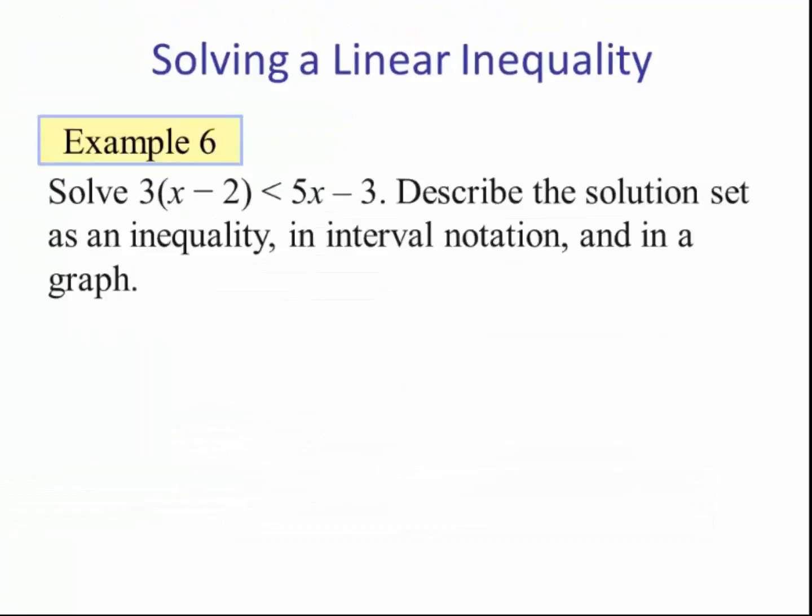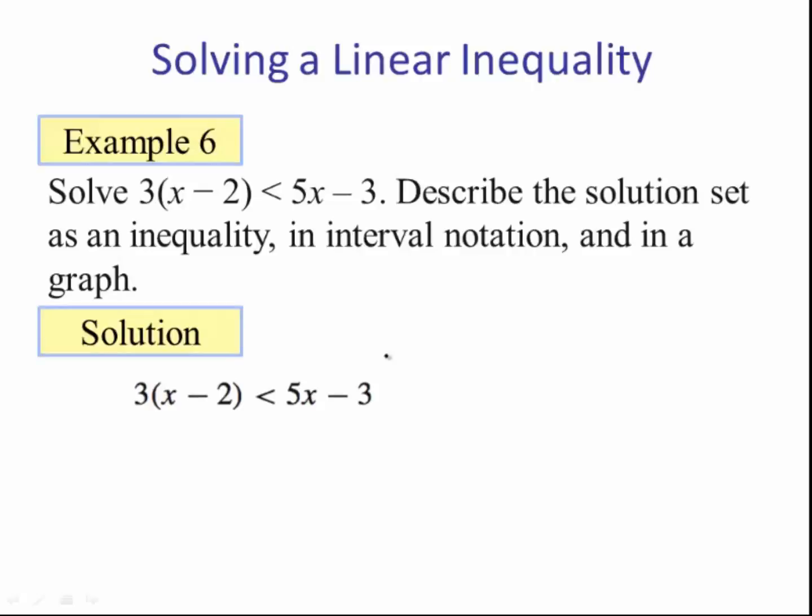Example 6. Solve 3 times the quantity x minus 2 is less than 5x minus 3. Describe the solution set as an inequality, in interval notation, and in a graph. Solution. Our first step is to distribute the 3. So we have 3 times x minus 3 times 2. That gives us 3x minus 6 is less than 5x minus 3.